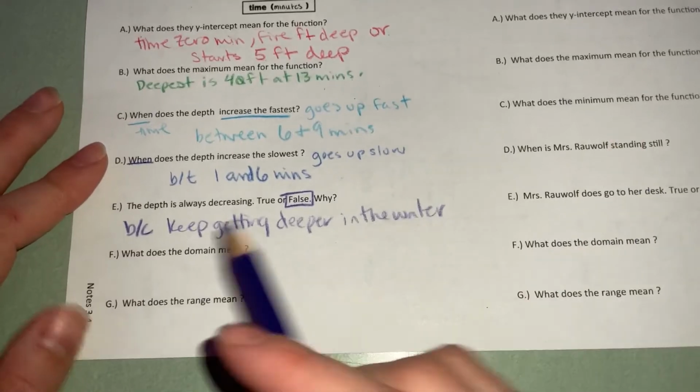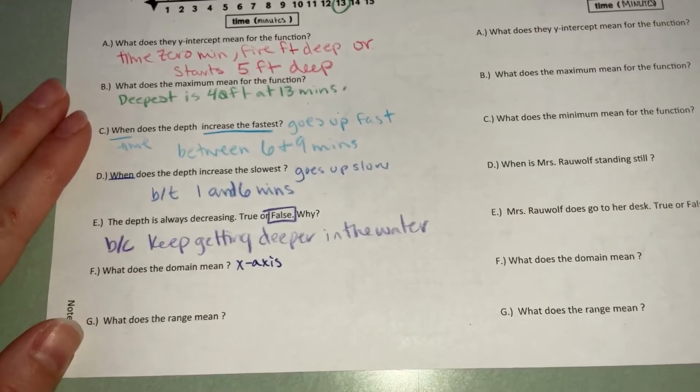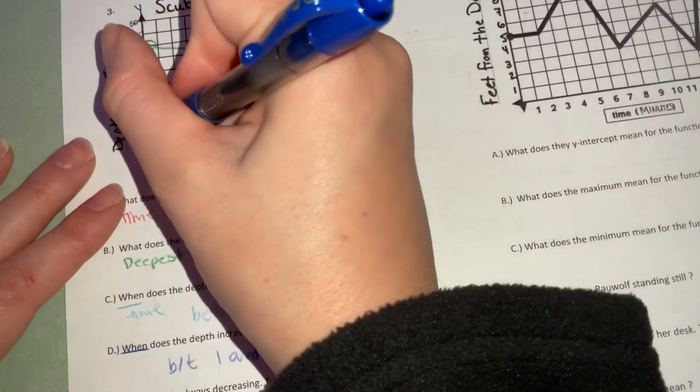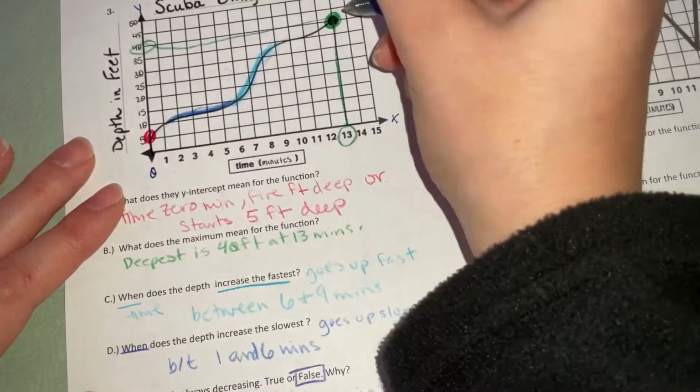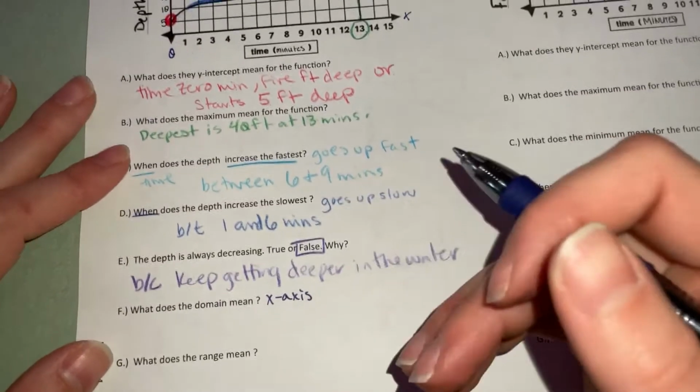So let's look at letter F. What does domain mean? So domain is about the x-axis. So it's talking about this whole graph on the x-axis. So our domain starts at time 0 and goes to 13. So what does domain mean in this?